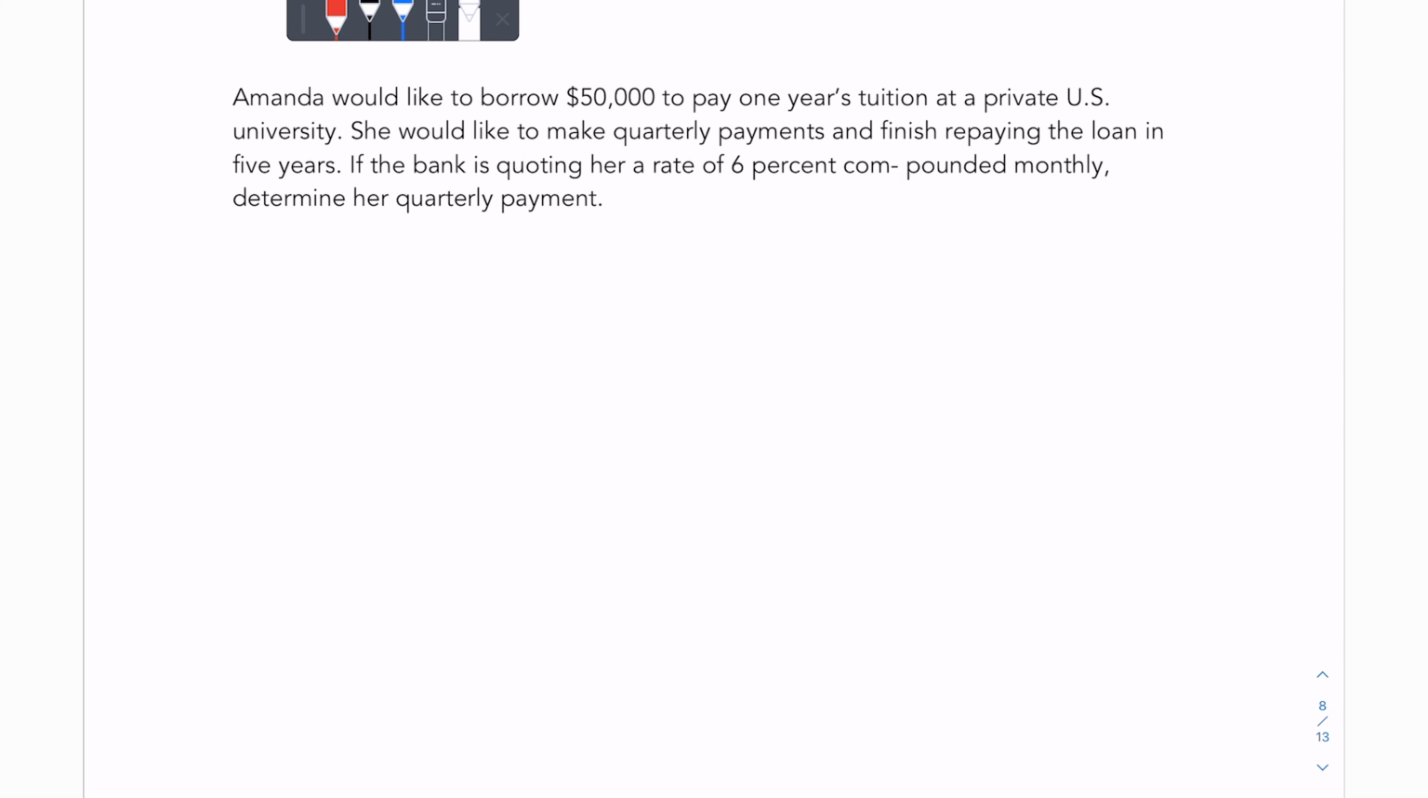Amanda would like to borrow $50,000 to pay 1 year's tuition at a private U.S. university. She would like to make quarterly payments and finish paying the loan in 5 years. The loan is 6% compounded monthly. What are her quarterly payments?